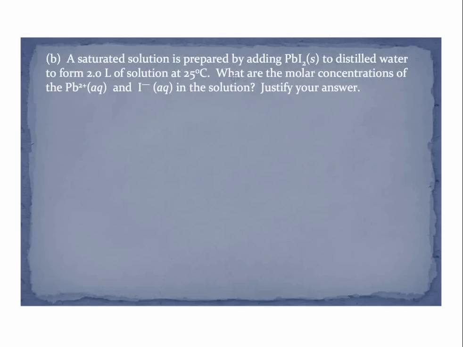All right, now we've got a saturated solution. So part B, we have a saturated solution. We add PbI2 into 2 liters of solution, right? And we're at 25 degrees Celsius. Now there's really 2 ways you could do this. You could kind of go backwards to K. Remember, KSP is equal to the solubility times 2 times the solubility squared, if we plugged in from our prior part.